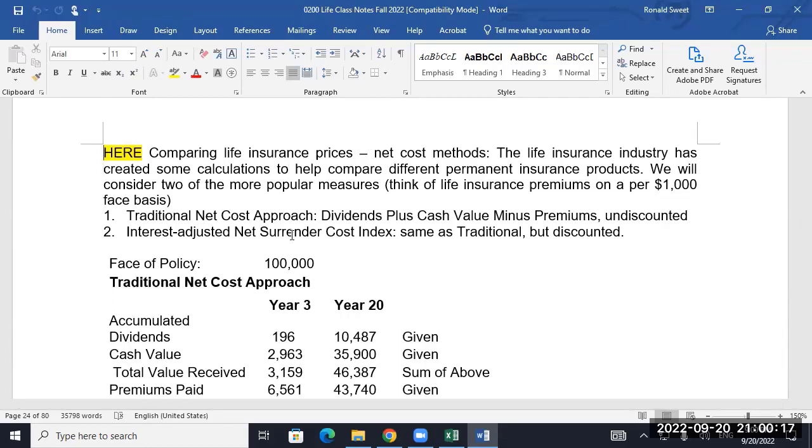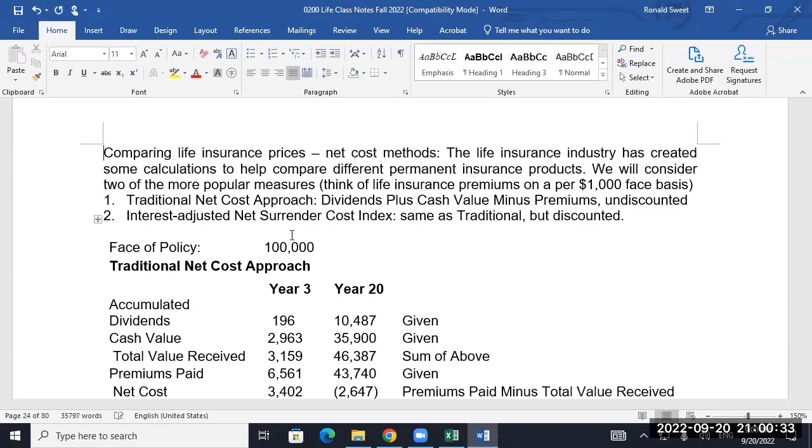Whole life policies, we talked about, it's the premium, but there's also the cash value. How do you adjust for that? It's really hard to compare whole life to universal life to variable universal life. They're very different. But if you're looking at two whole life policies, could you compare them? So here's the standard the industry has.